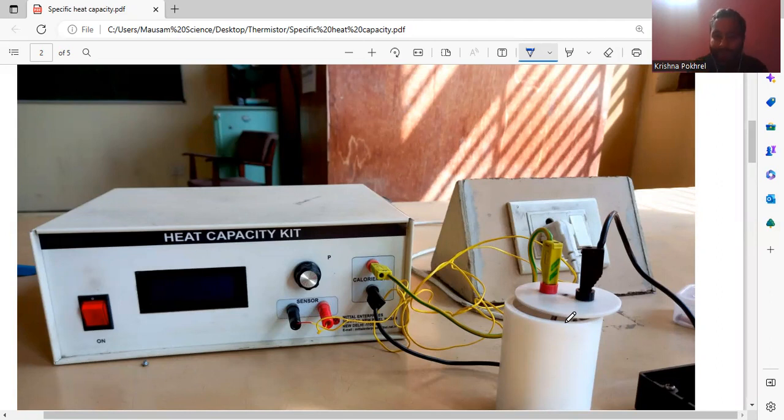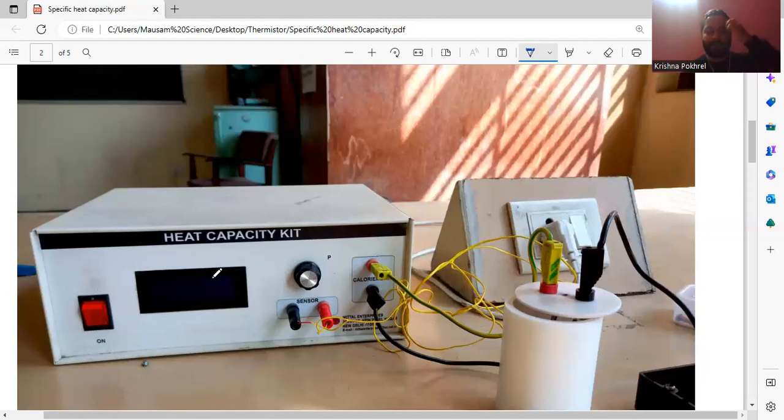And from here, we supply the current, a constant amount of current. We fix the current with the help of this knob. In our experiment, we have placed the current value at 290 milliampere, mA. We have fixed the current value, and after that, with the given current, we wait for the temperature to rise by 5 degrees Celsius.